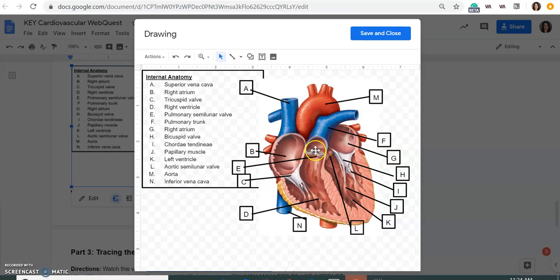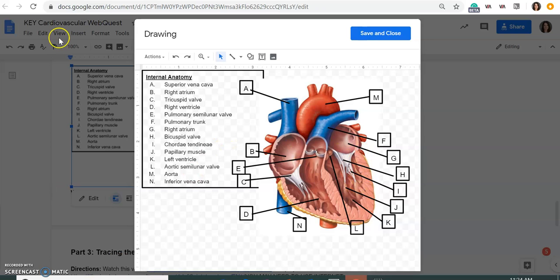So pulmonary because it's part of the pulmonary circuit, leads to the heart, or excuse me, to the lungs. And semilunar, semi meaning partial, lunar, moon, because they kind of look like little half moons. And then over here we have the right atrium and the right ventricle.